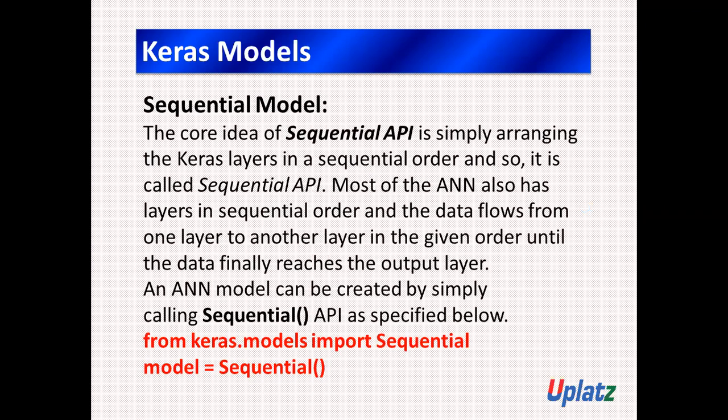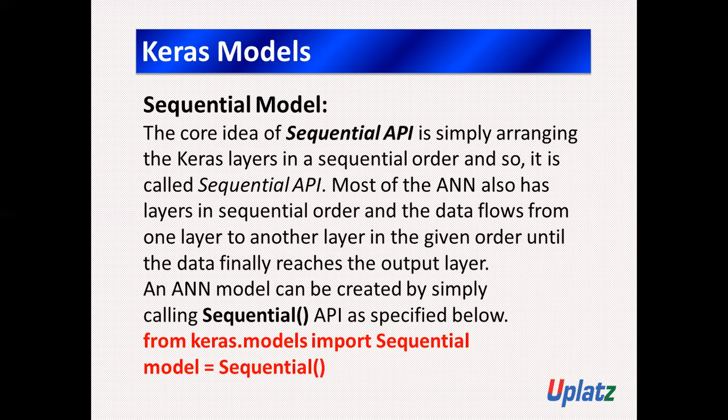The core idea of the sequential API is simply arranging the Keras layers in a sequential order, and so it is called the sequential API. Most artificial neural networks also have layers in a sequential order, and the data flows from one layer to another in a given order until the data finally reaches the output layer. Are you getting the point?